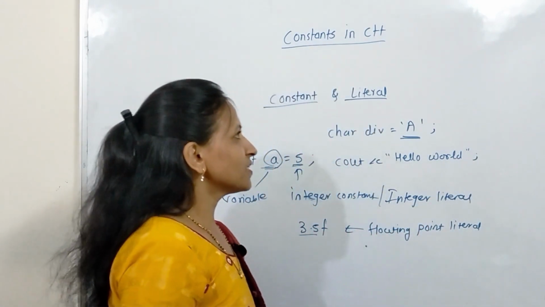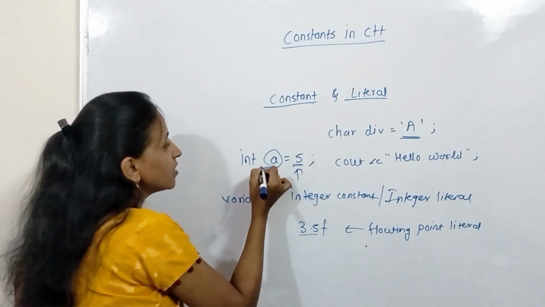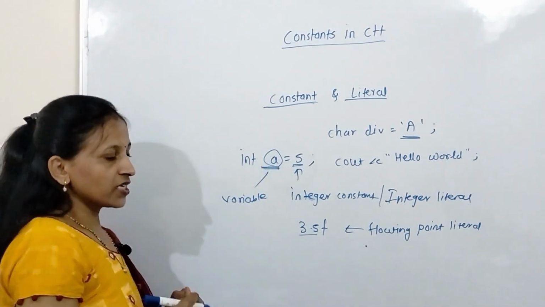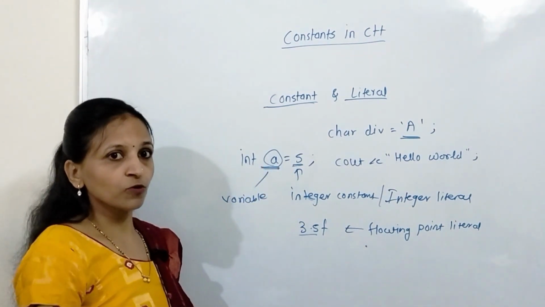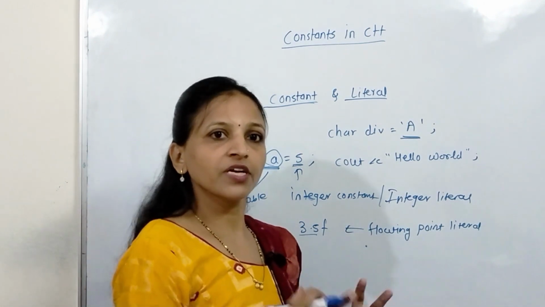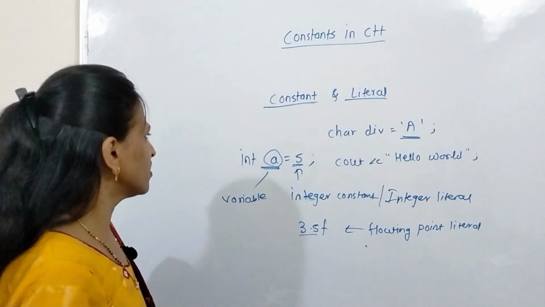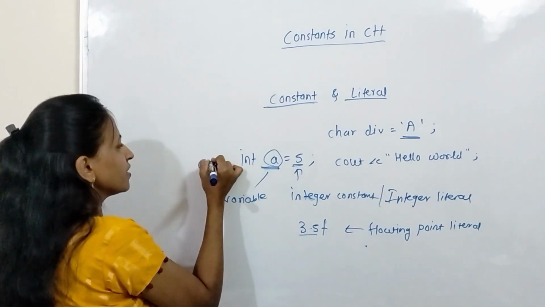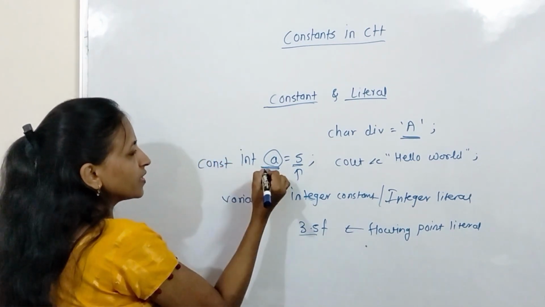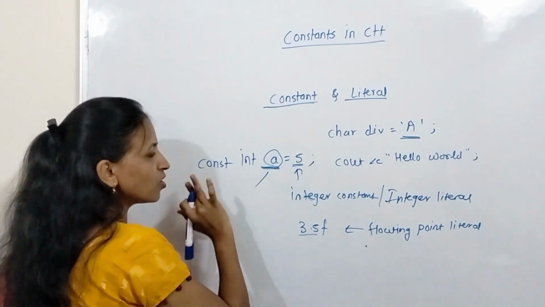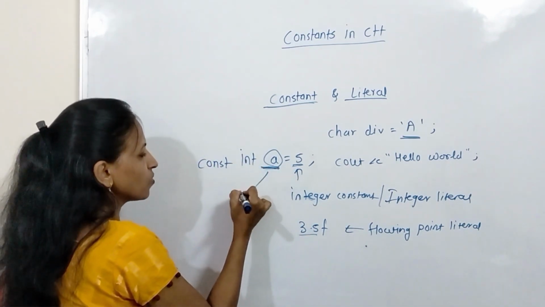One more concept is there, that is we can define something in a program whose value cannot be modified during execution of a program. That is nothing but a constant. Now what is that exactly? I have written the const keyword here. Then this a is now not a variable, it will be a constant.